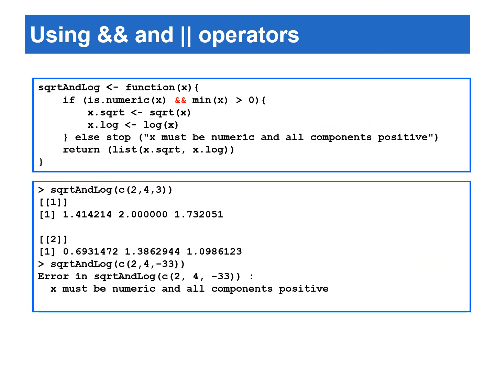This function calculates the square root and log of a given vector. The condition in the if statement checks whether vector x is numeric, and the minimum of x is greater than 0. Since the min function requires its argument to be numeric, checking whether the given vector is numeric needs to be placed on the left side of the double and. If both conditions are true, then the calculations are performed. Otherwise, an error message is generated by using the stop function.